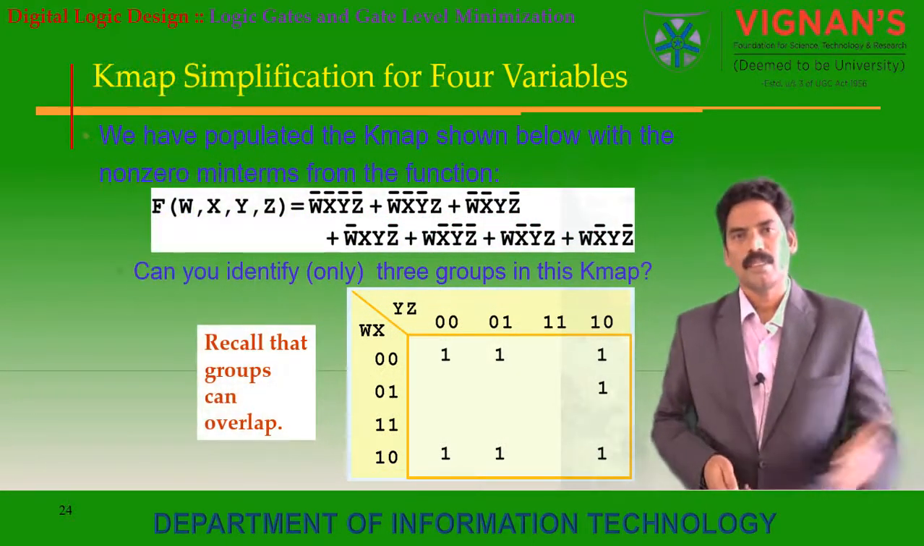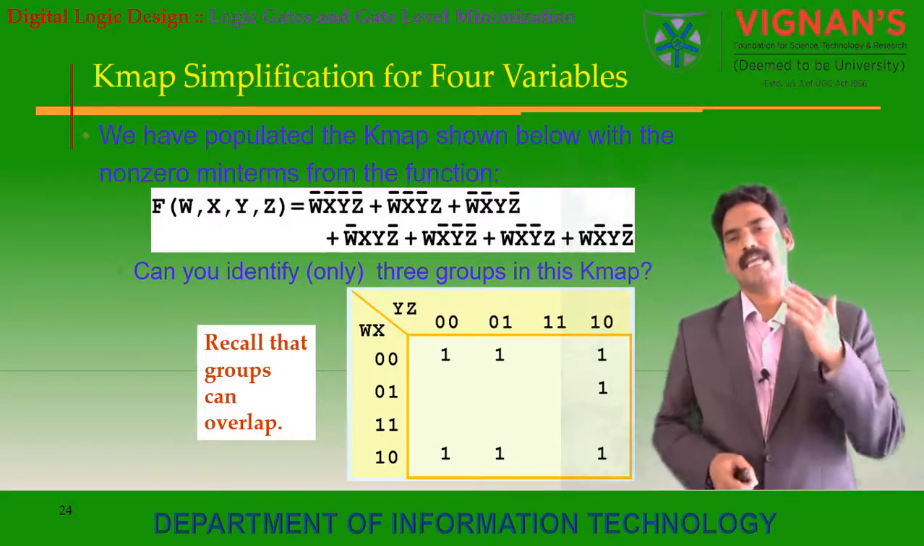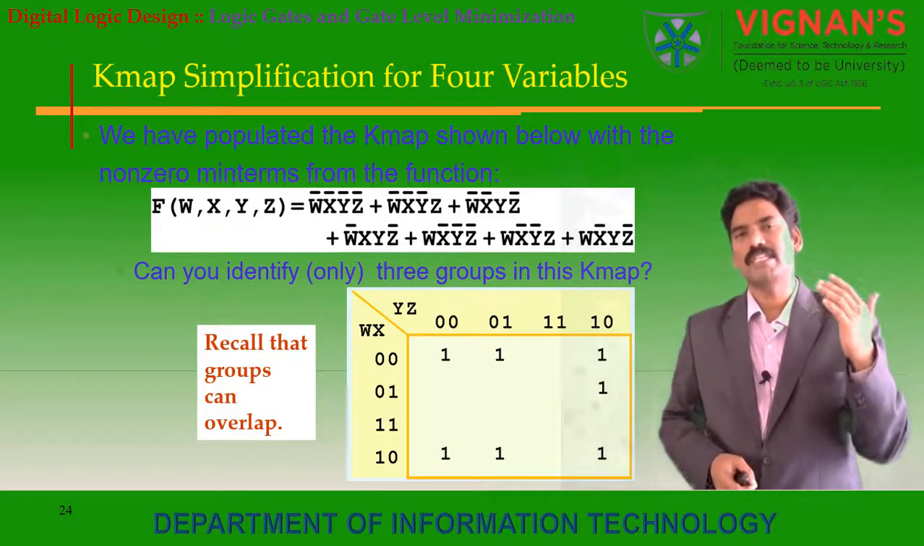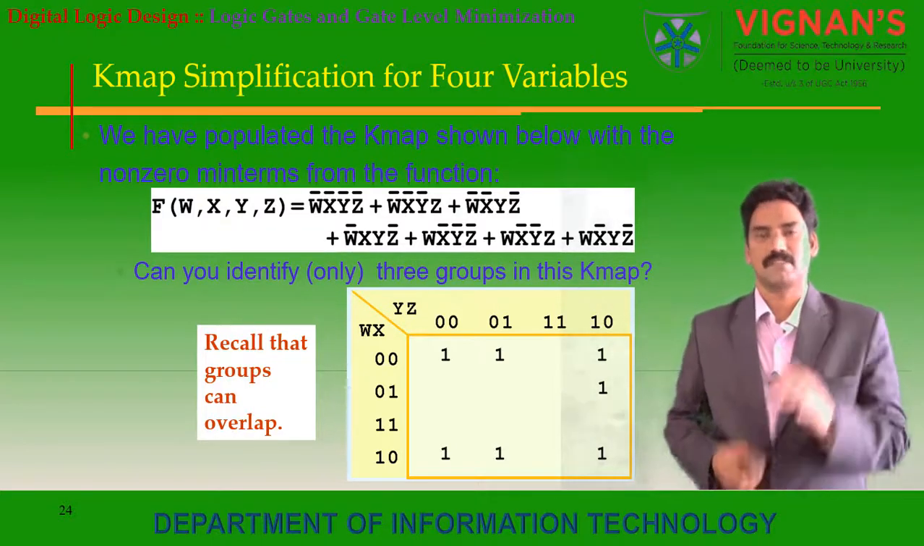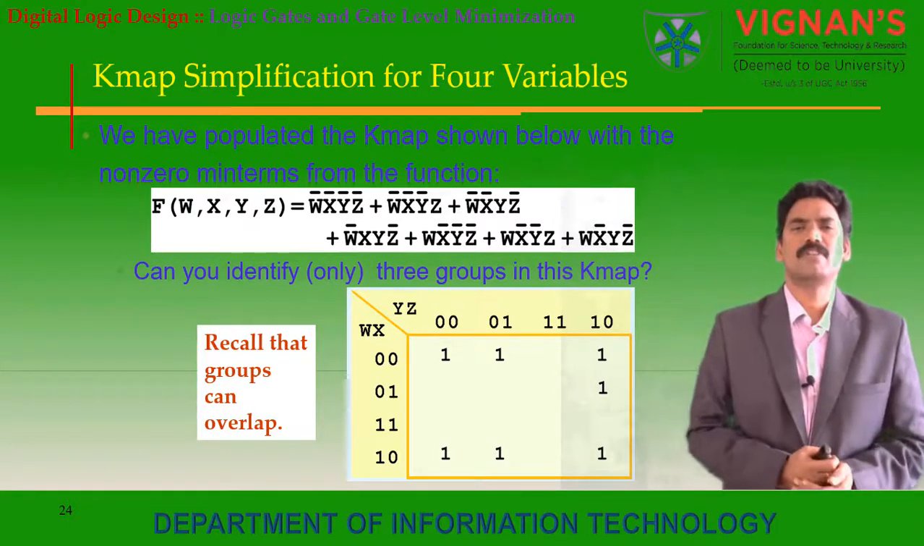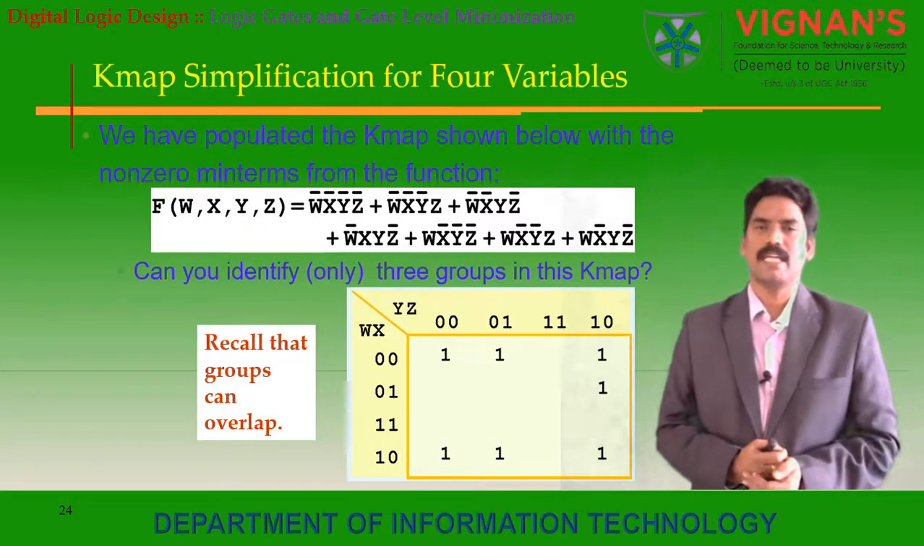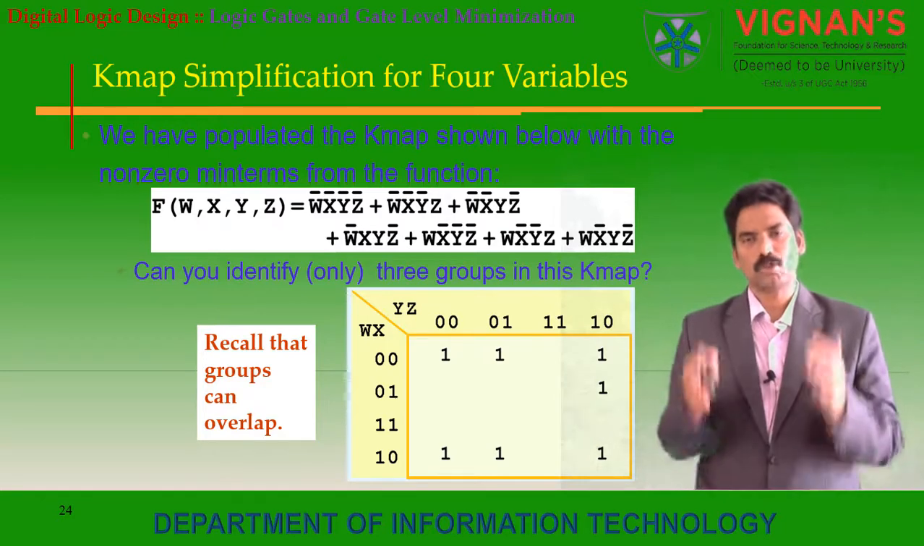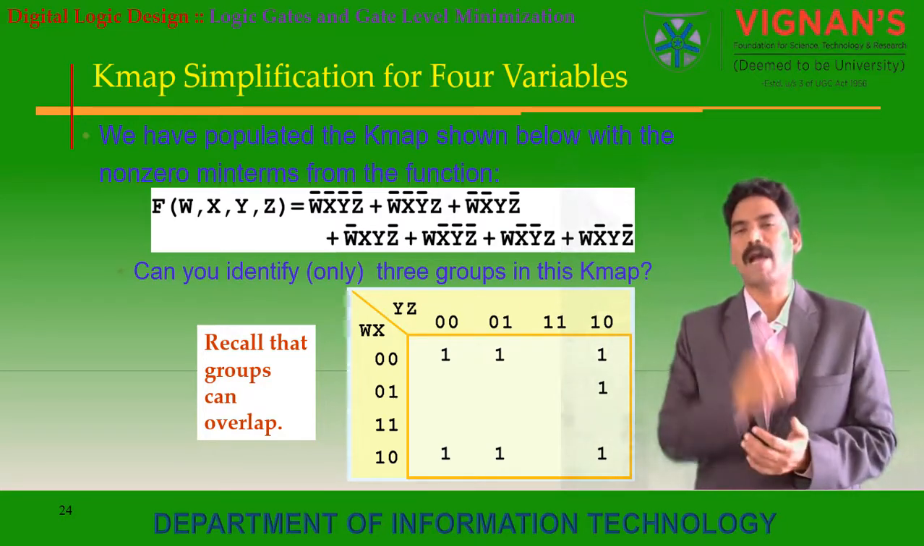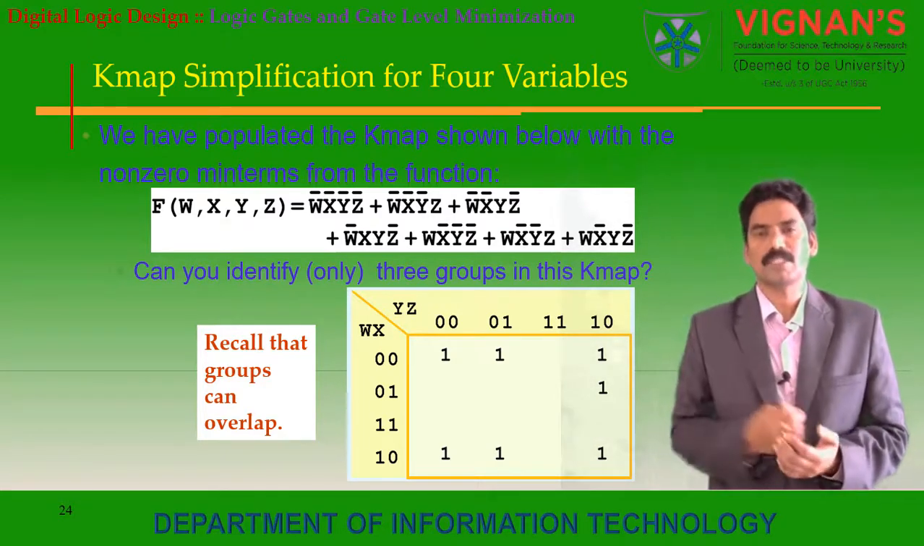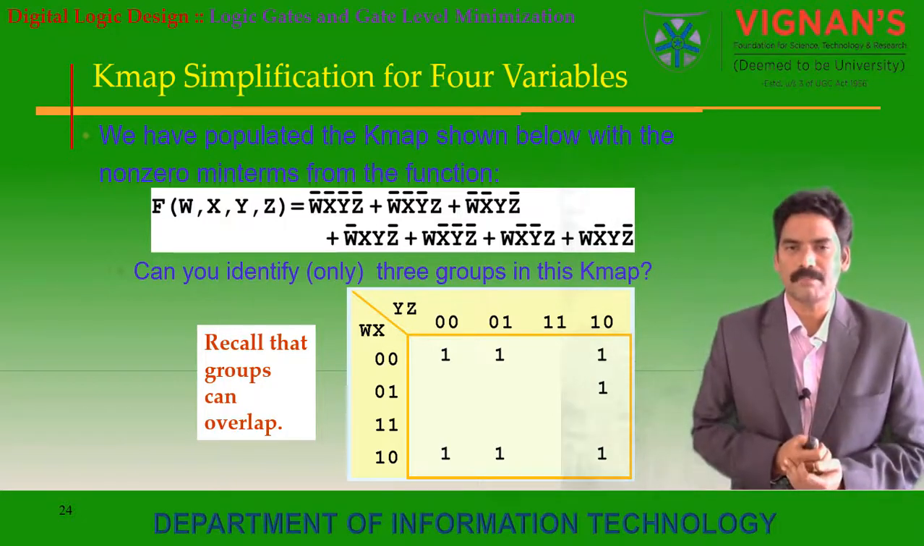Now, see this one. We have populated the K map shown below with the non-zero minterms from the function. The function is f of w, x, y, z, that is equal to, one expression is given, we have mapped the values. That is, first one is w bar, x bar, y bar, z means 1.